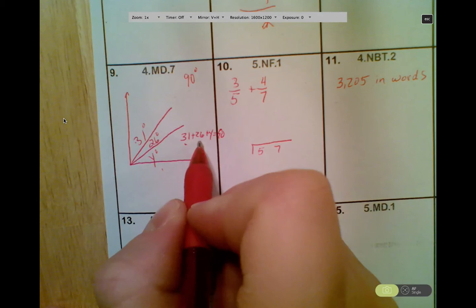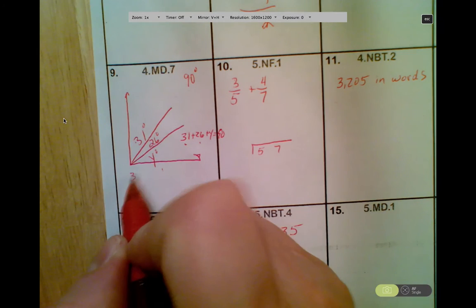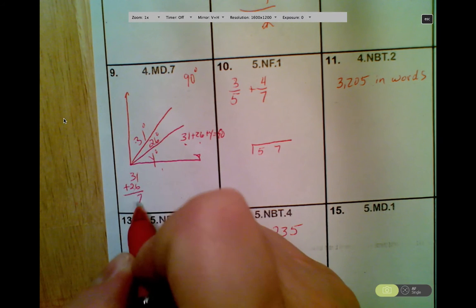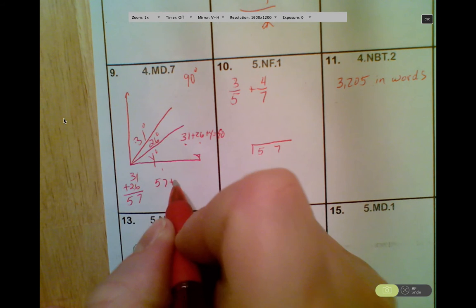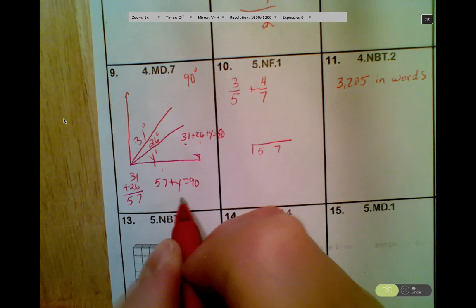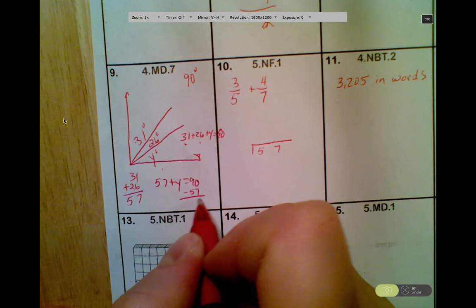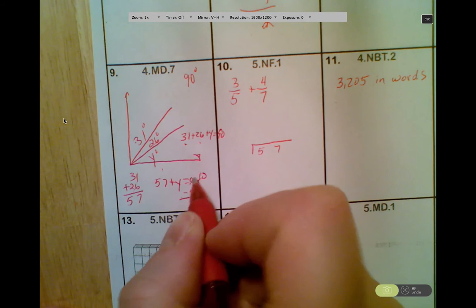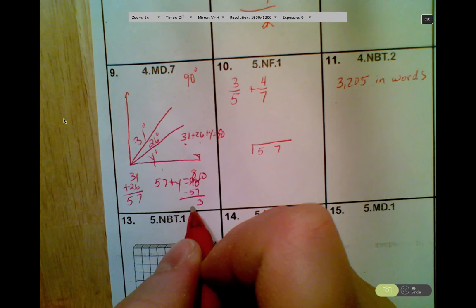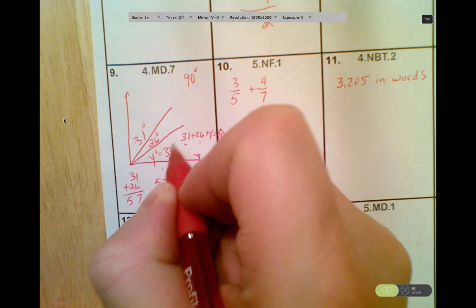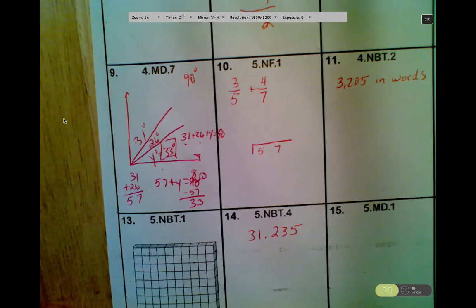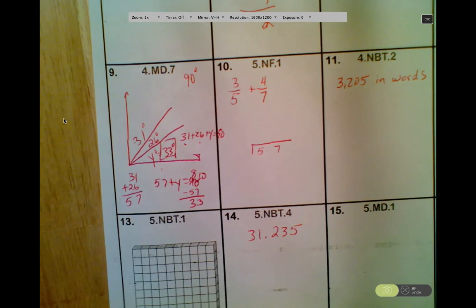So I'm going to go ahead and solve this real quick. 31 plus 26 is 57. So we're trying to solve 57 plus what number will give us 90? Well, if I subtract those two, you'll notice that y is equal to 33 degrees. If I add all three of those together, I get 90.